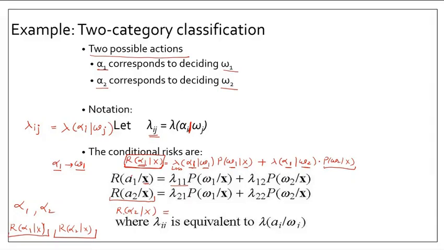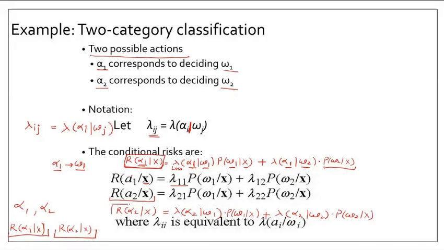So now I am writing the risk for alpha 2 given x. So I write this as lambda 2 1 when the true state is 1. So the loss when the action is alpha 2 and the true state is omega 1, multiplied by the probability of omega 1 given x, plus the loss when I take decision alpha 2 when the true state is omega 2, multiplied by the probability of omega 2 given x.